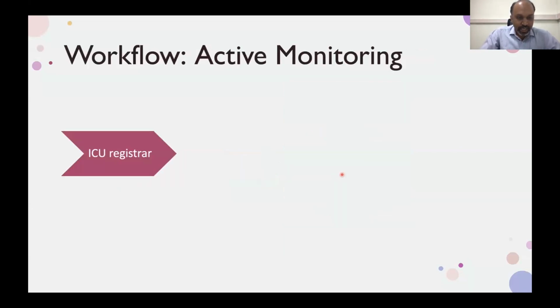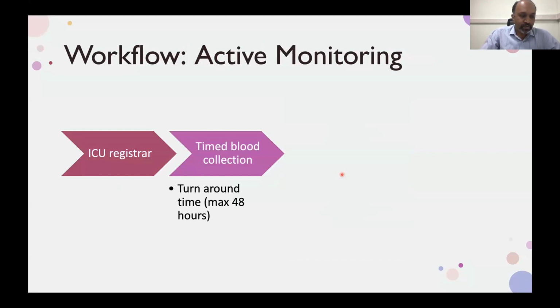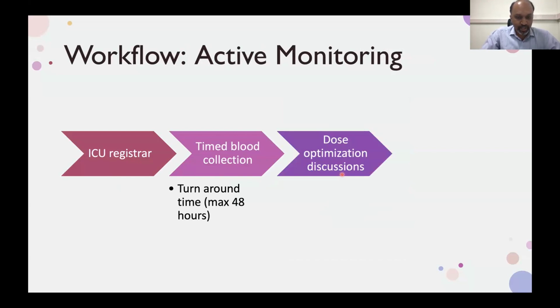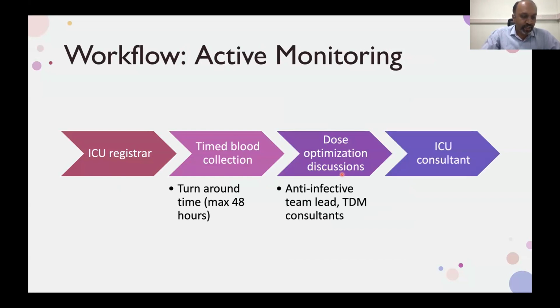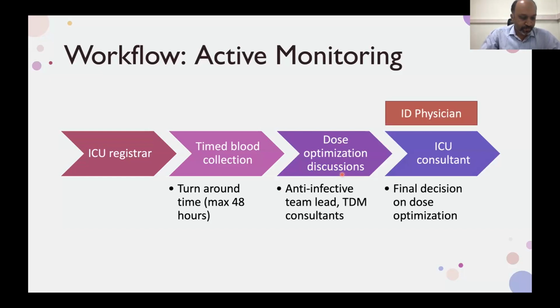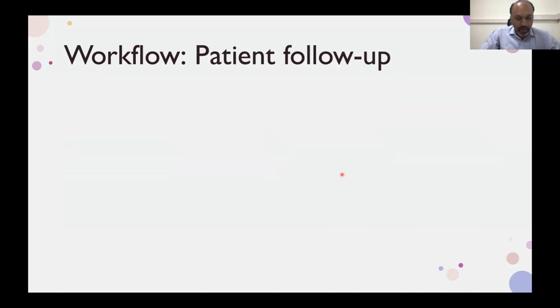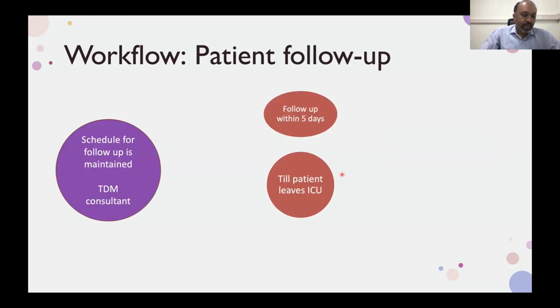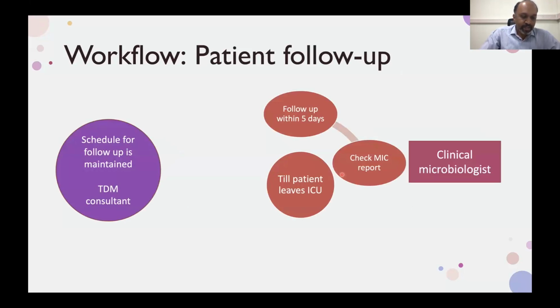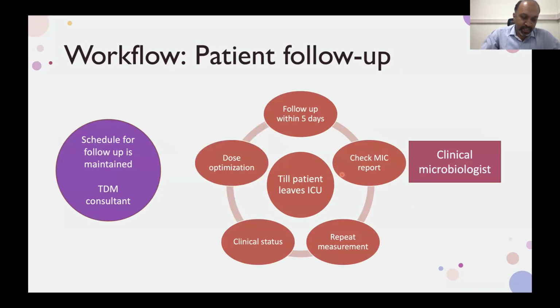Once decided to initiate the model-informed precision dosing process, the ICU registrar supervises time, blood collection, and the whole process will happen within 48 hours of starting the new antibiotic. Within 24 hours, report and recommendations for dose optimization is given to the ICU consultant, who will take the final decision with or without discussing with the ID physician. And within 5 days, we will follow up the patient and review the MIC report. We may discuss this with the clinical microbiologist. We do repeat measurement of antibiotic concentrations, and after reviewing the clinical status of the patient, we will suggest dose optimization. And the schedule for follow-up is maintained by the TDM consultant.